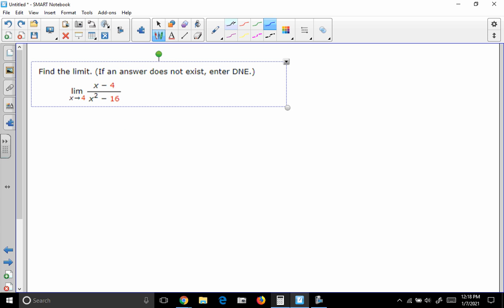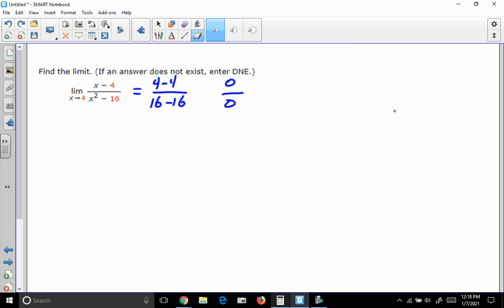Now what about this one? If we directly substitute 4 in, we get 4 minus 4 on top, which is 0. 4 squared is 16, minus 16, which is 0 on bottom, and that's indeterminate. So what does that mean? It is undefined, but often when things are indeterminate, the limit exists. We are going to be approaching something, but the question is, what are we approaching?